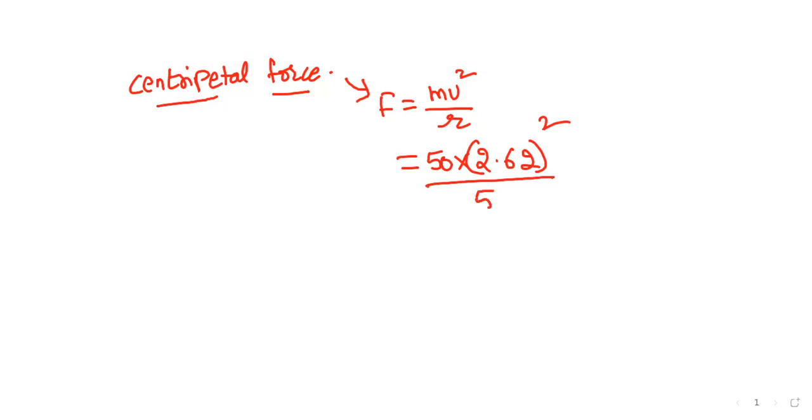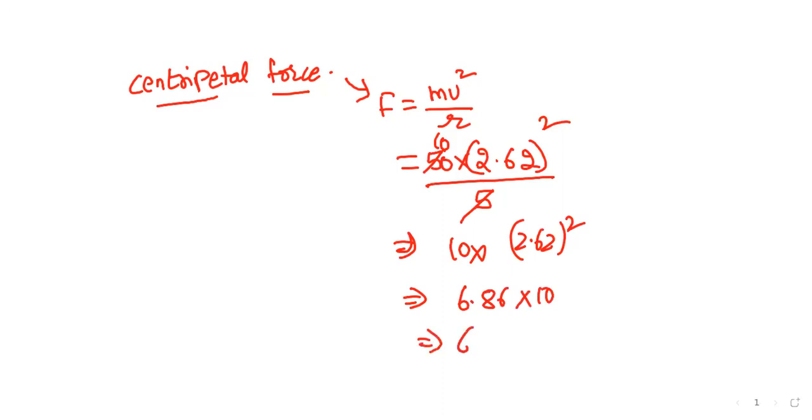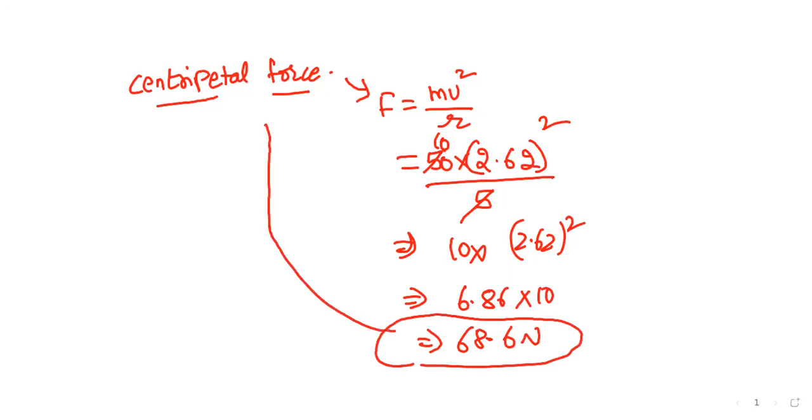Okay, let's just substitute 5, and 5 times 10, and it's going to be 10 times 2.62 whole square. Now let me just calculate what's the value of 2.62 whole square? 2.62 squared is 6.86. 6.86 times 10 is going to be 68.6 Newton. So this is the centripetal force the lady is going to experience.